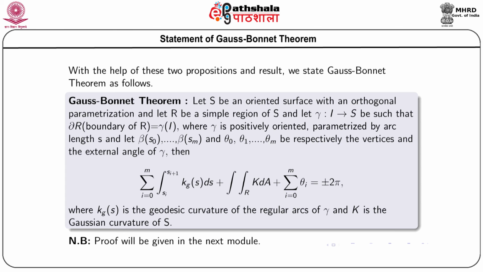So, this is the statement for the Gauss-Bonnet theorem given by Bonnet in 1848, and the proof will be given in the next module, because the proof is lengthy and rigorous. So, we shall prove this theorem in our next module.